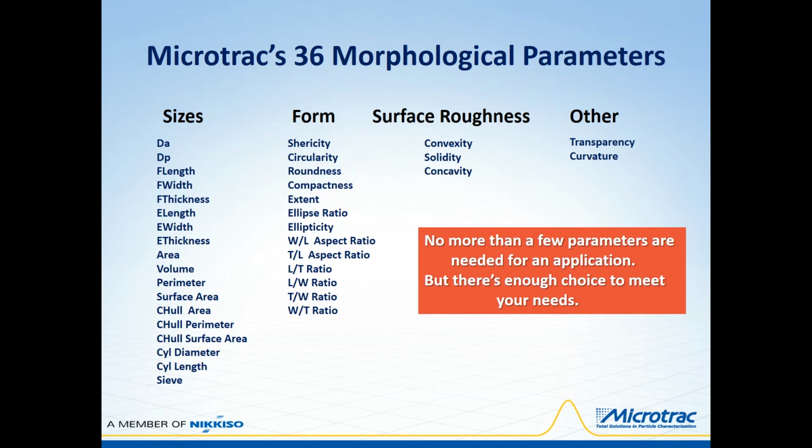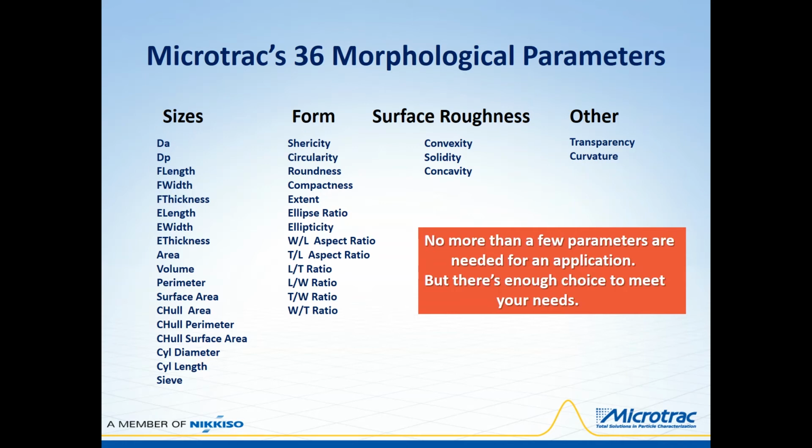The last 3 columns are shapes of different natures and are generally expressed in ratios of size parameters. Form factors include 13 different parameters that indicate how closely the particle is to being a perfect sphere, or various aspect ratios or elongations of that particle.